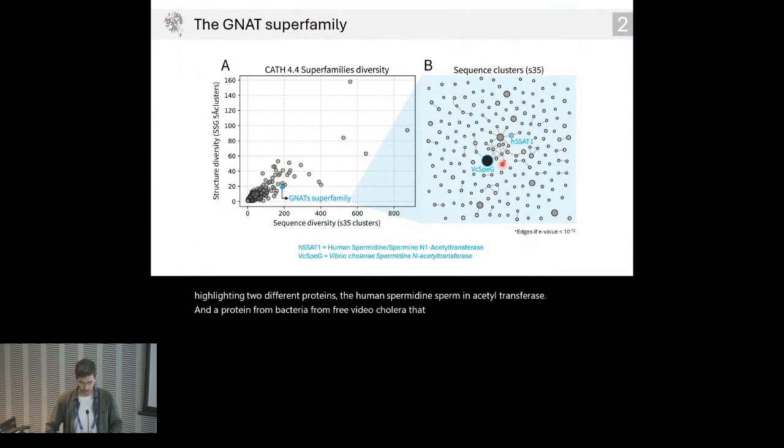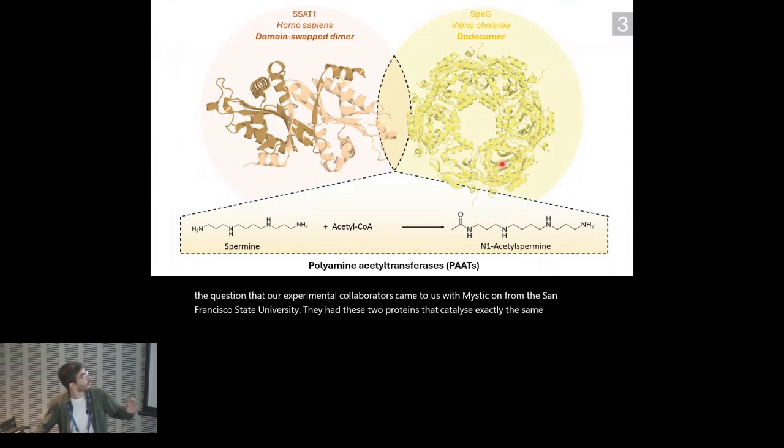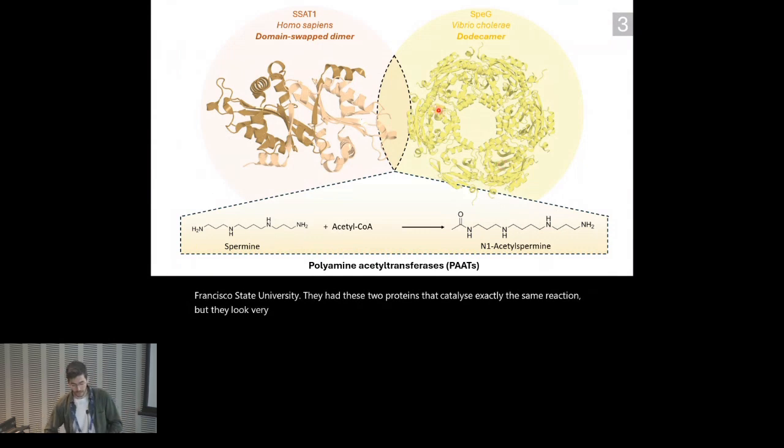the same reaction. And this is the question that our experimental collaborators came to us with, Misty Kuhn from San Francisco State University. They had these two proteins that catalyze exactly the same reaction, but they look very different. The human variant is a domain-swapped dimer. You can see here the C-terminal beta strand and this alpha helix, how it swaps into the other domain, while the bacterial version is a dodecamer that doesn't domain swap.